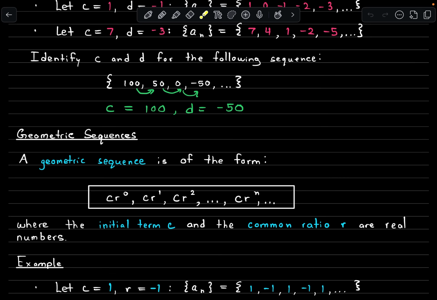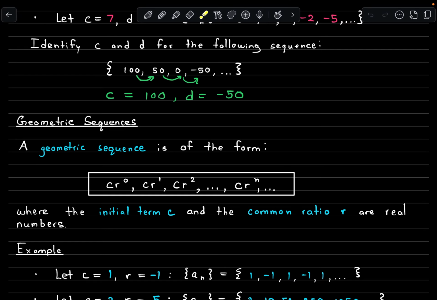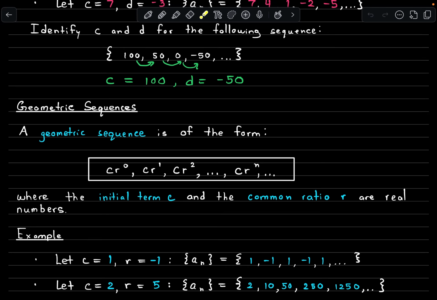So what does this look like? Let's suppose C is equal to 1, R is equal to -1. Well, if we're just multiplying by -1 to go from one term to the next, then we're just going to be oscillating between +1 and -1. Okay. In another case, we might have C is equal to 2 and R is equal to 5. So we start with 2, and to go from that to the next term, we just multiply by 5, we get 10. Multiply by 5 again, you get 50, and so on.